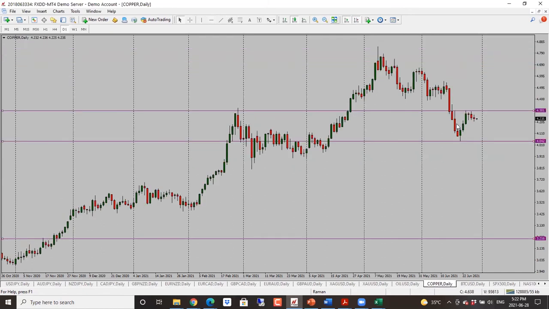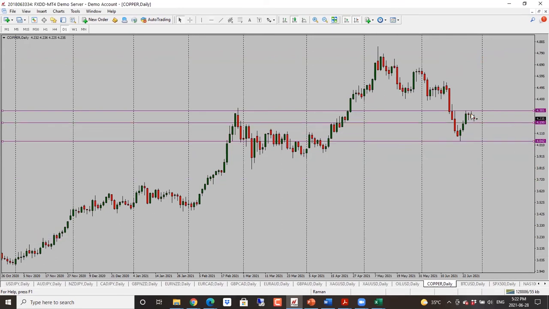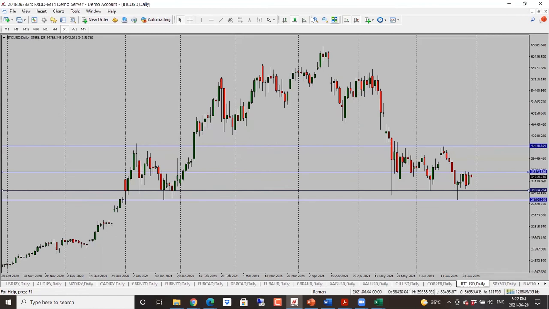Copper here, copper not doing a whole lot. This is neutral right now. Price has not done much. It's been stuck here, and at this point, we need to see a clear direction for this one. So right now, I'm just looking for a move between 4.30 and 4.20. So neutral bias here.